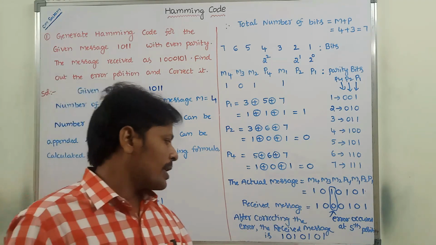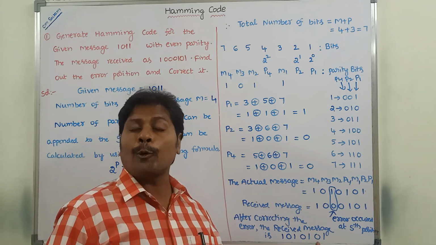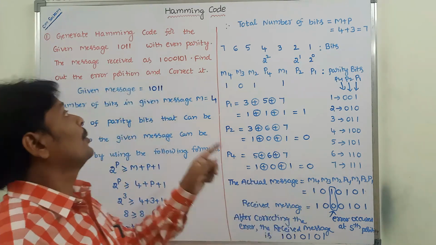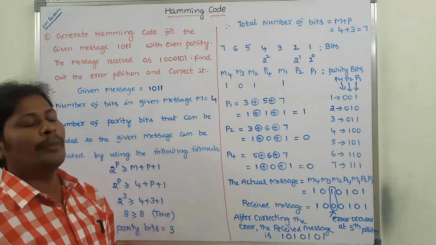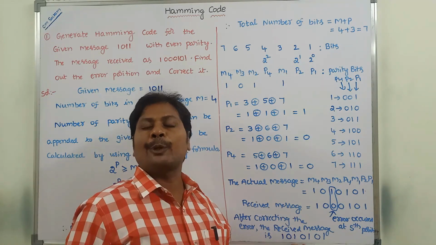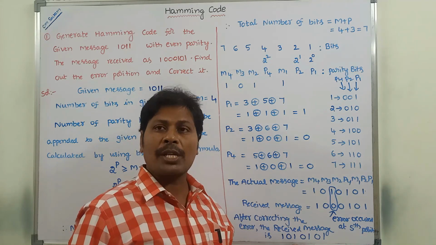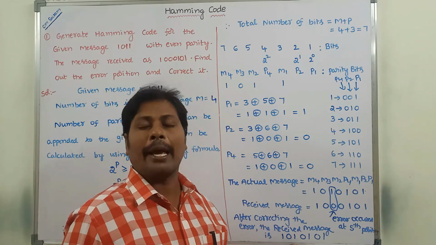Now check the parity. How many ones are present? 4 ones are present, and 4 is an even number. So the message is received with even parity. So this is the procedure we have to follow for finding the error position by using Hamming code and how to correct that error.